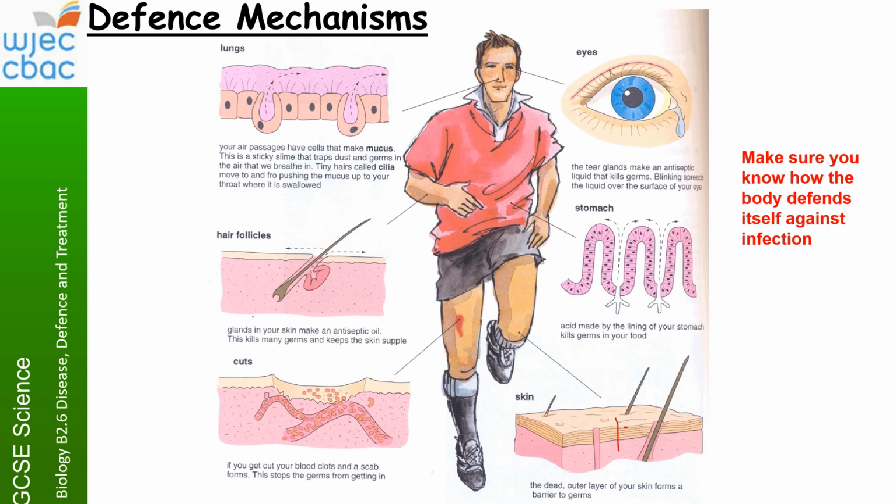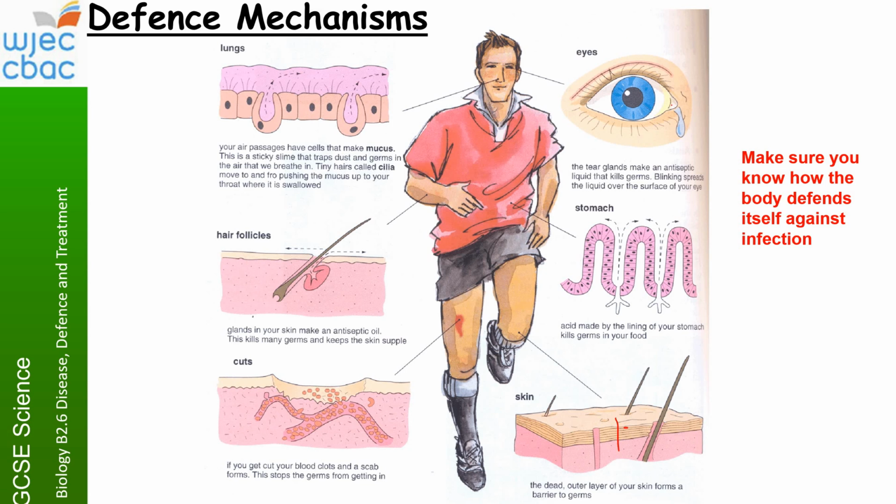We also have your hair follicles on your skin. There are glands just beneath them, attached to the actual hair follicle, that make an antiseptic oil. This kills most germs and keeps the skin supple. So sometimes actually overusing soap can make your hands go dry, and I'm sure you've experienced that with all the alcohol hand gel that people have been using recently.